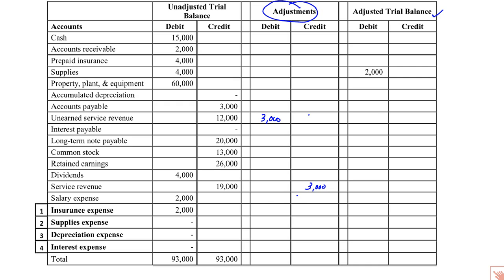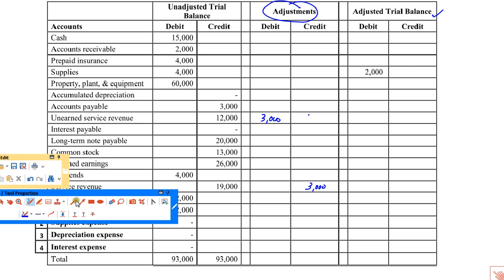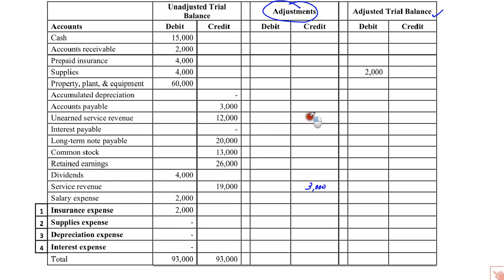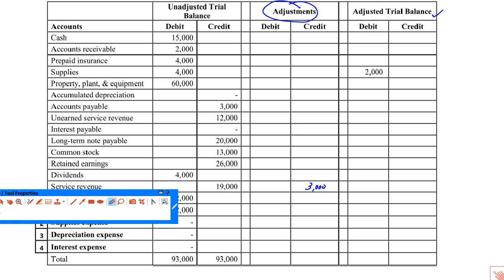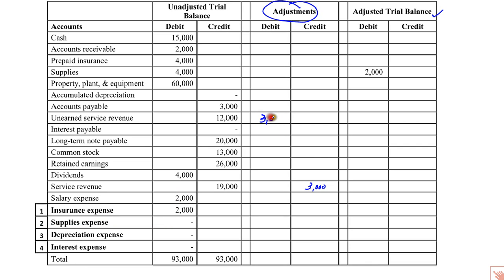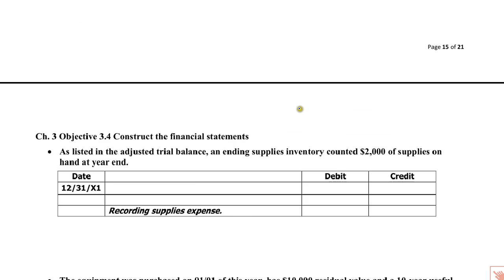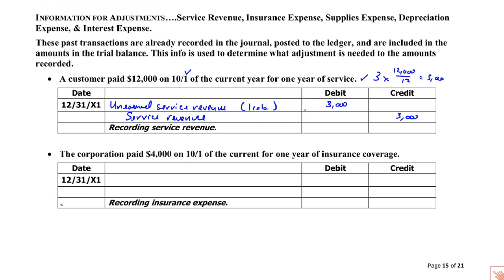So if there's a mistake in the balance, sometimes what happens is something like this. You do your revenue, and then you're like, oh, darn, I forgot to do the other account. And you find out later. Okay. So that's the service revenue adjusting entry.